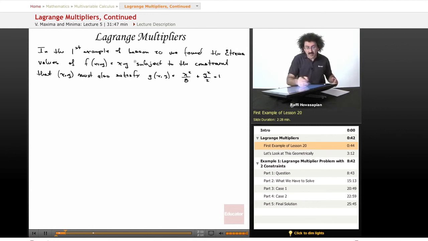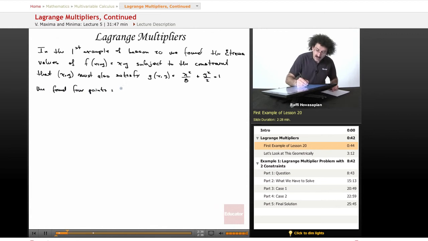So we were maximizing or minimizing this function subject to the constraint that the x's and y's that go into it also happen to lie on this ellipse. That's what we were doing. Now we found 4 points that satisfied this.